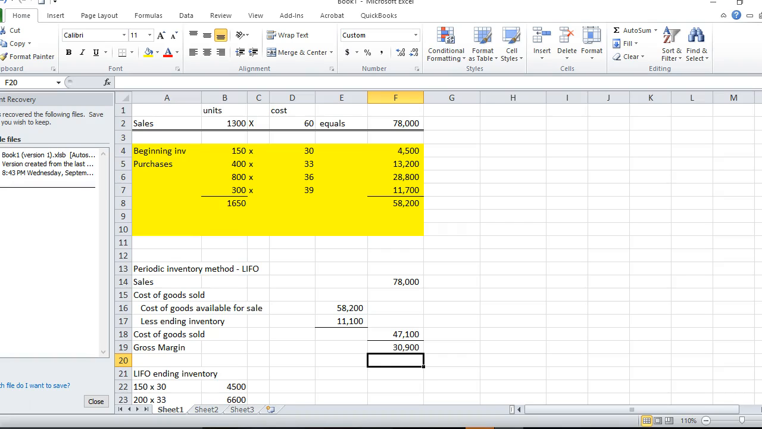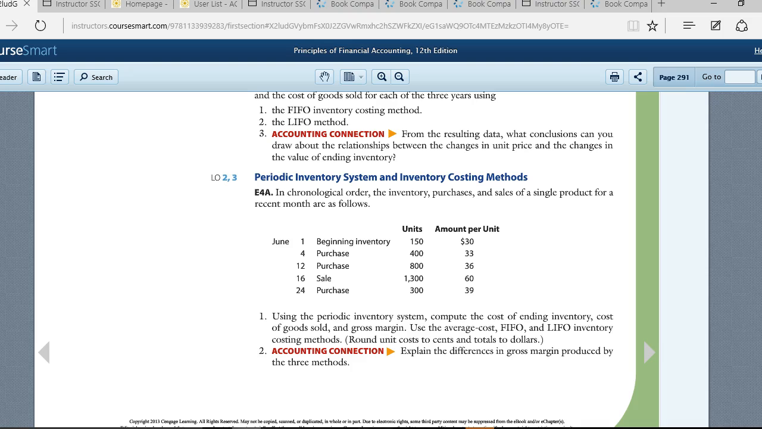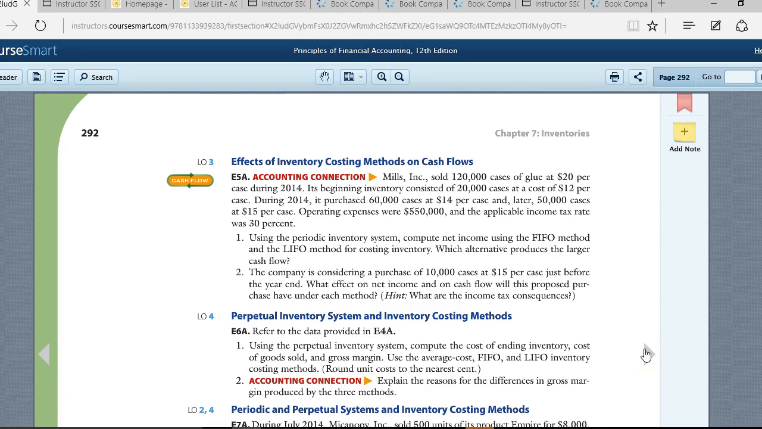Now, let's look at E5A. How are you guys doing so far?